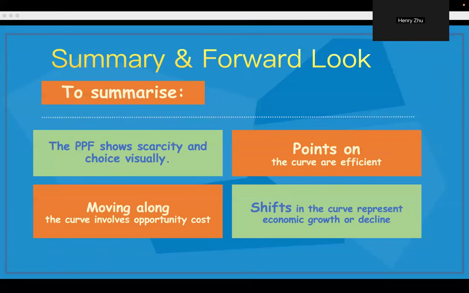Now let's summarize. The PPF shows the maximum combinations of goods that an economy can produce. Points on the curve are efficient, points inside are inefficient, points outside are unattainable. Scarcity creates trade-offs, trade-offs create opportunity costs. The PPF allows us to visualize all of this.